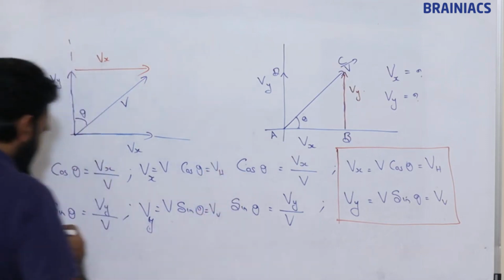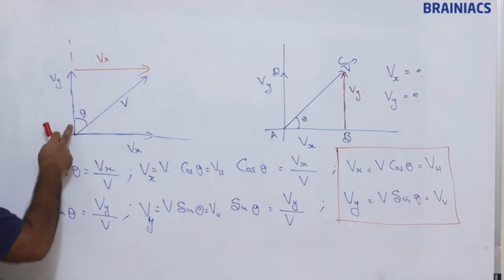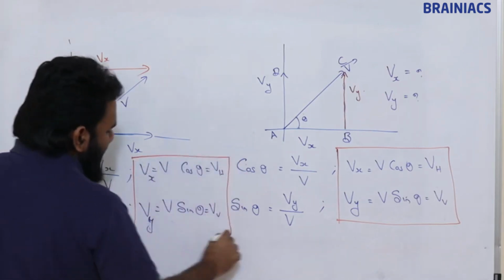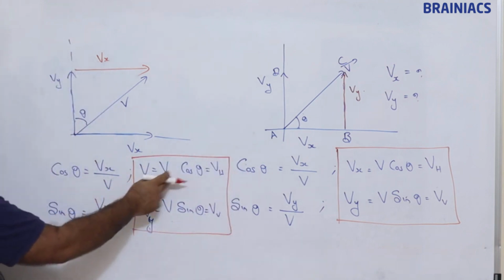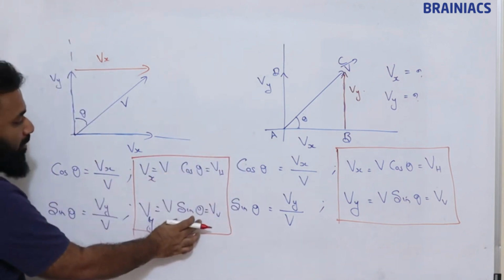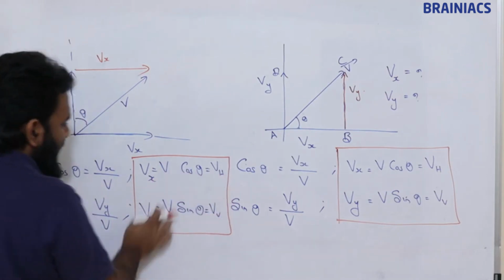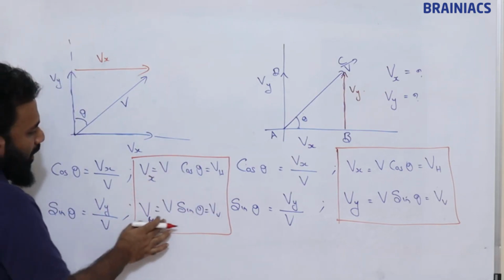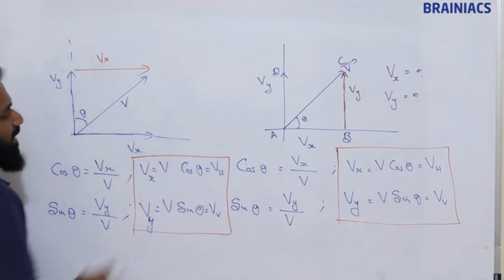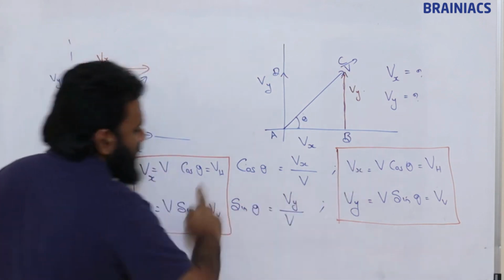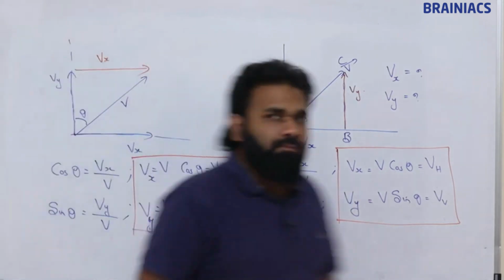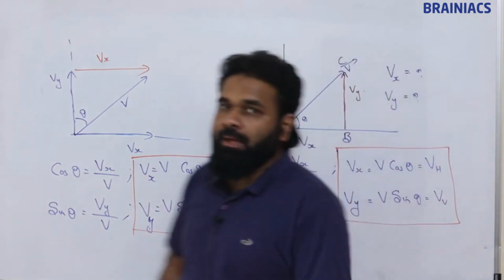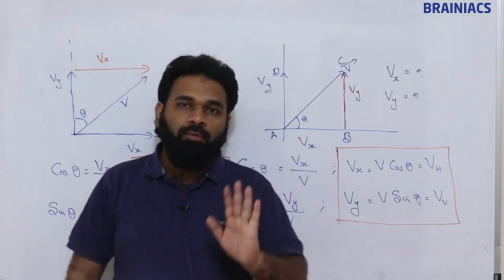Vy is V vertical. Now when the position of theta is changed, when they gave theta with respect to vertical, the vertical component became V cos theta. The horizontal component became V sin theta. Earlier, the horizontal component becomes V cos theta and the vertical component becomes V sin theta. So this is interchanged. So note it down. Okay, so I believe you understood this.